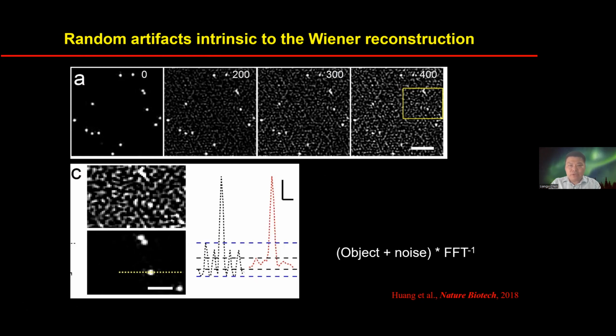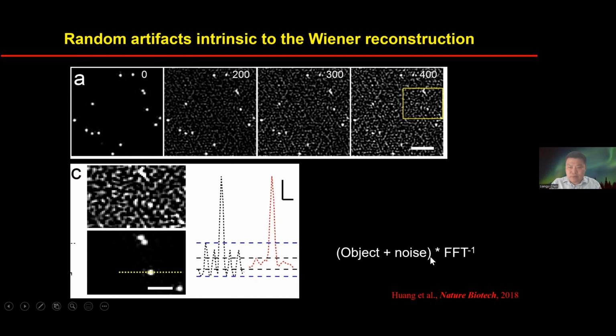And 5 years ago, we found that there is actually a problem with this kind of methodology. Take an example here. These are fluorescent beads. If we increase the background noise from 0 to 400, as enlarged here, 1, 2, 3, 4 beads become aberrated, as you will see. So why?